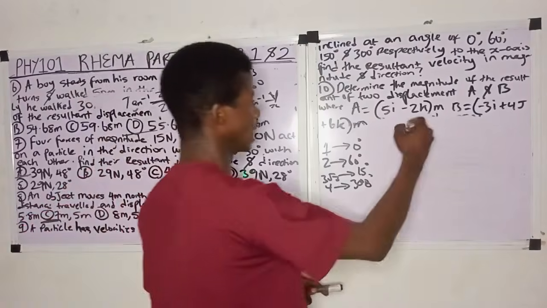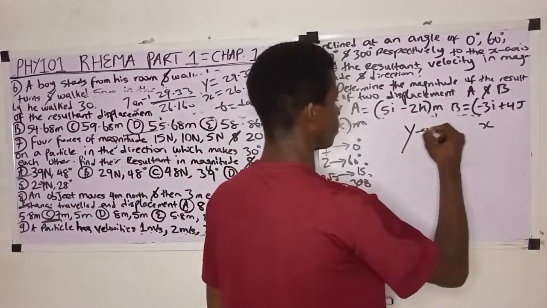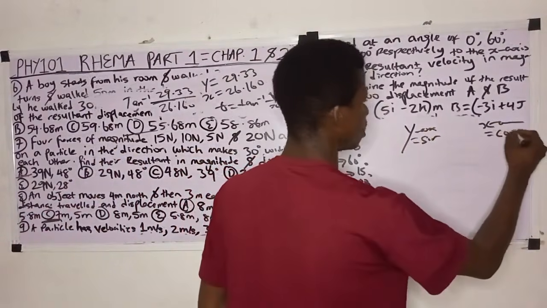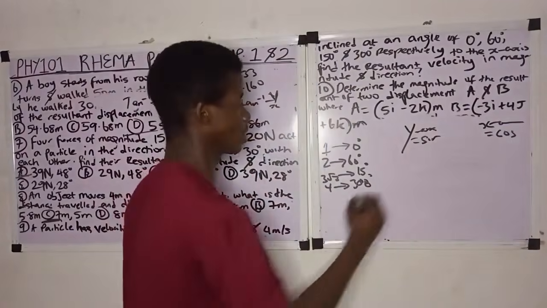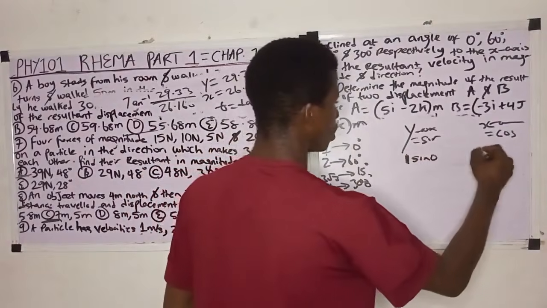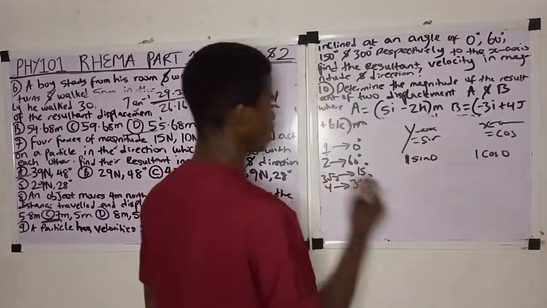So very easy, same thing we did earlier. Y then x, right? Remember, y is always sine, x is always cos. So we start like this: 1 sine 0, right? So here will be what? 1 cos 0.